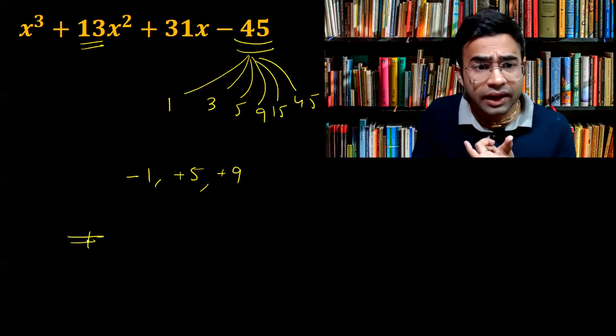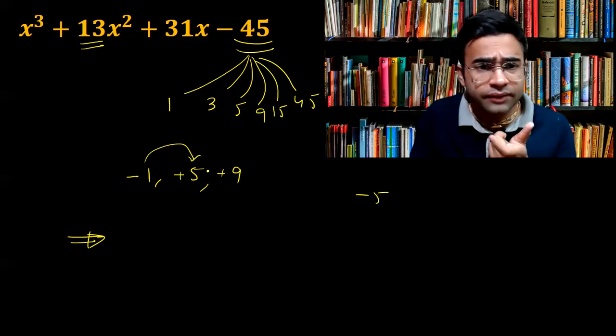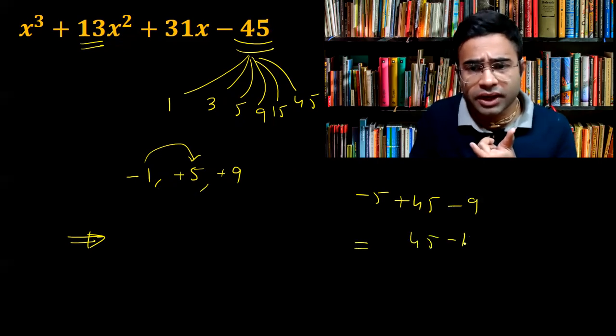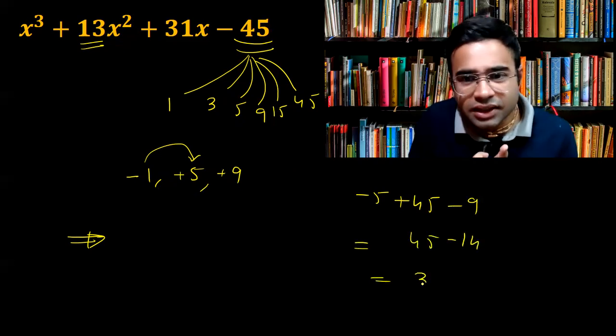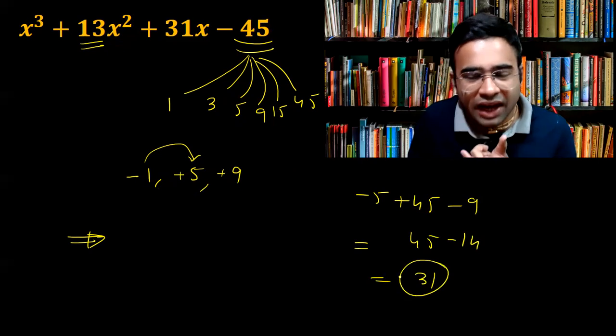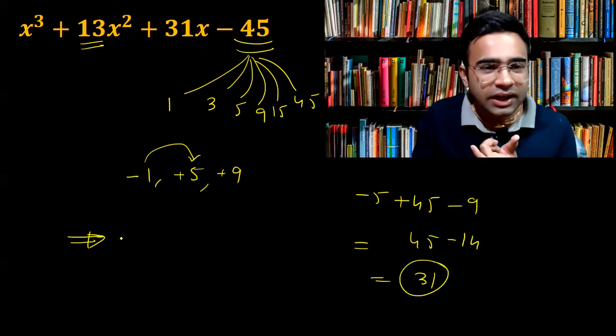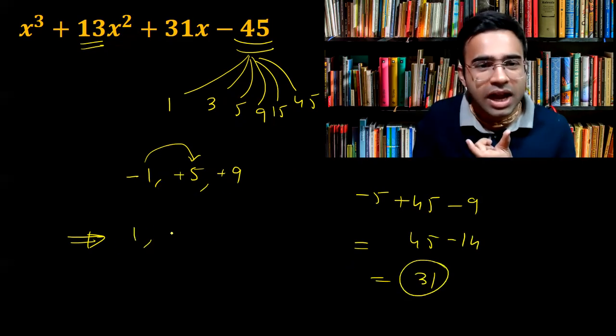Wow. Okay, let's have the verification here. This into this gives me -5. This into this gives me 45. And this into this gives me -9. And this is nothing but 45 minus 14. And that's nothing but 31. Wow. It's done, audience. It's done. So finally, change the sign and you get the answer as 1, -5, -9.